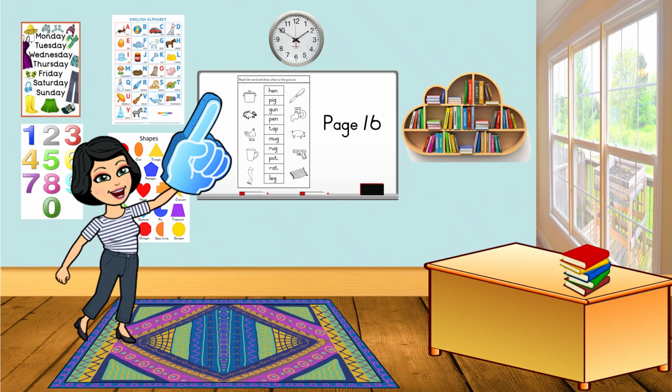Section 15. I want you to go to page 16 in your book, the same as the page on the whiteboard. You are going to read the words and then draw a line to the correct picture. Remember to pause the video while you are working, and when you are finished, you can start the video again.